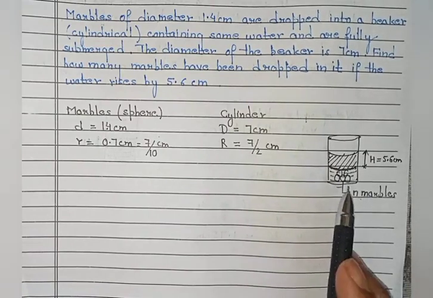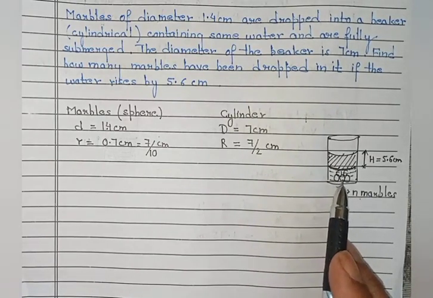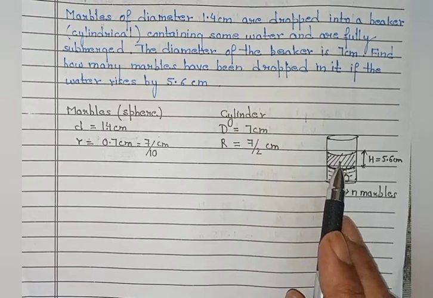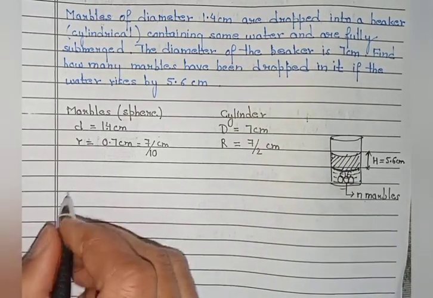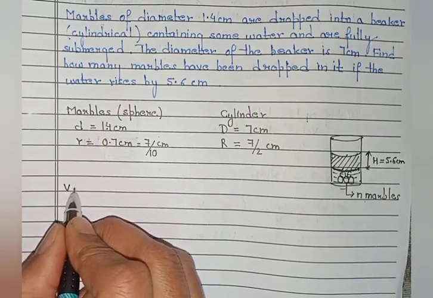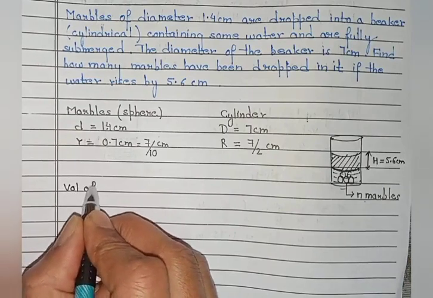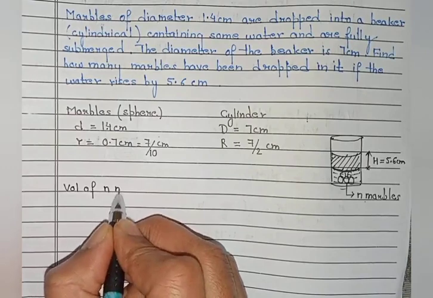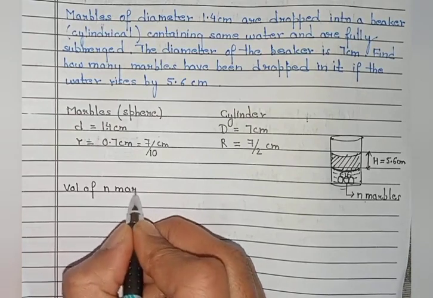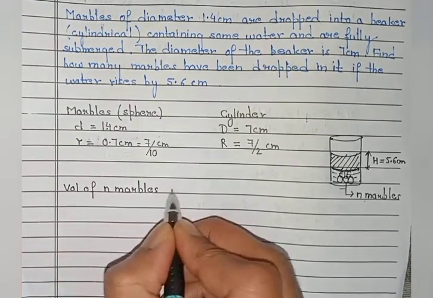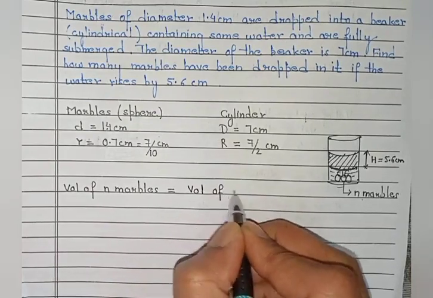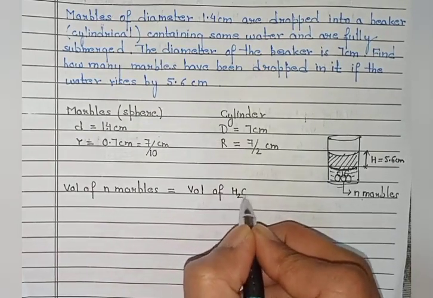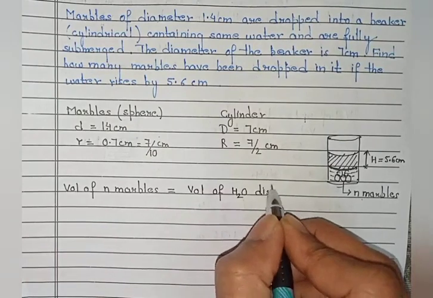So now according to the question, because of these n marbles, water is displaced. So you can say volume of these n marbles will be equal to the volume of the water displaced, right?